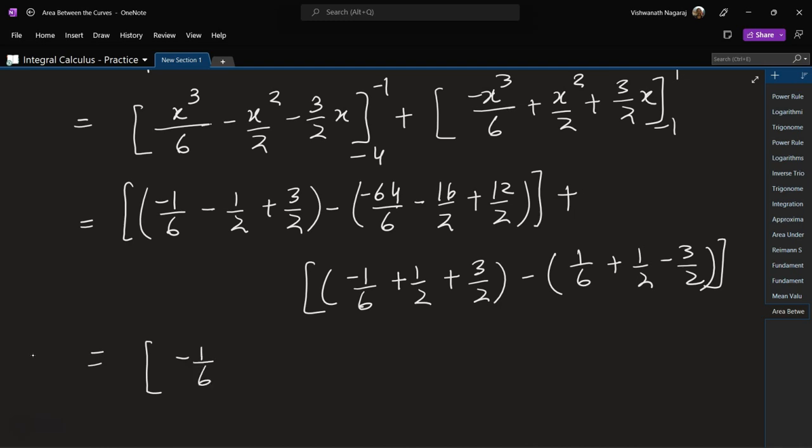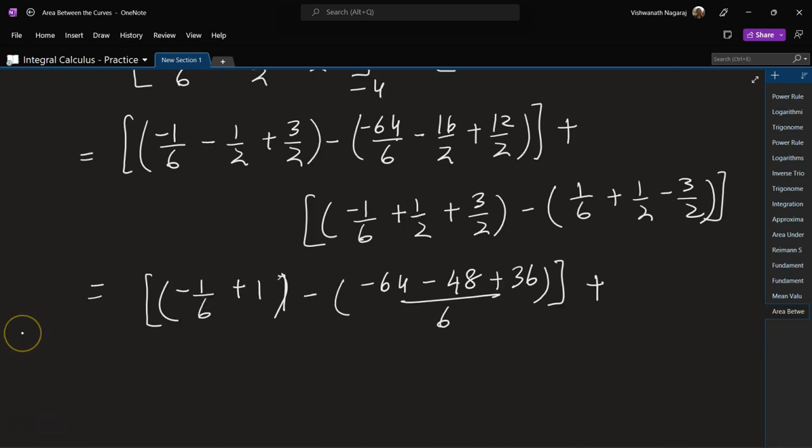Minus 1 by 6, 3 by 2 minus 1 by 2 is going to be 2 by 2. So that is 1 minus 64 minus 30, 16 3 is 48 plus 2 3 is 12, 3 is 36 by 6 plus. And usually this is the part that will take up most of your time. So this becomes 4 by 2, that is 4 by 2, that is 2.